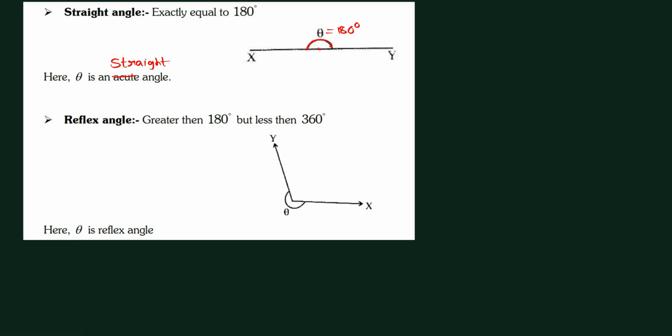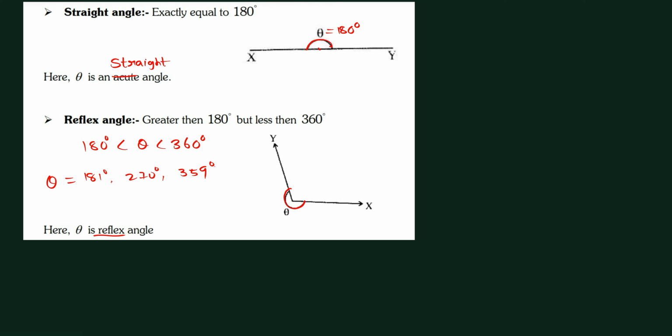Reflex angle means that the angle lies between 180 to 360 degrees. More than 180, less than 360, and this angle we call a reflex angle. The angle lies between 180 degrees to 360 degrees, means the angle which is greater than 180 or less than 360 degrees. Let us say 181 degrees. In between 180 to 360, any angle you can take. So it is less than 360, greater than 180. Here theta we call a reflex angle.